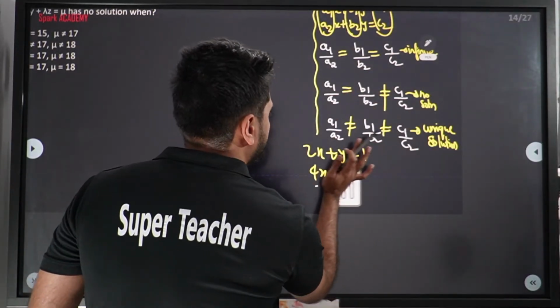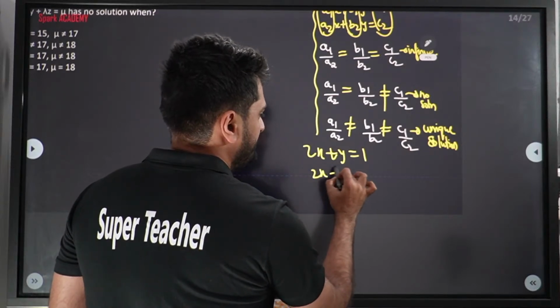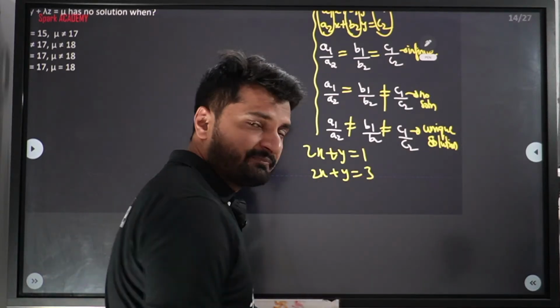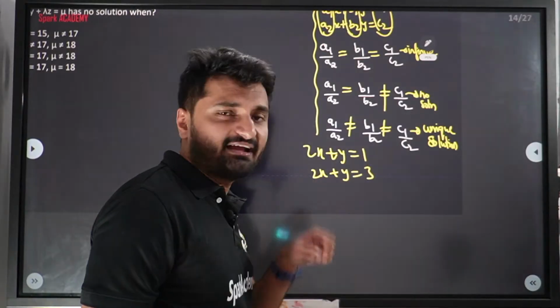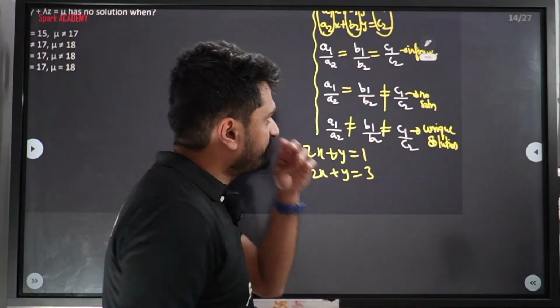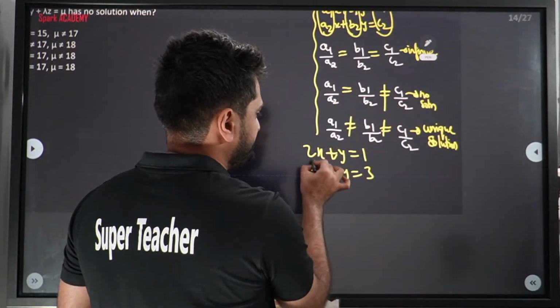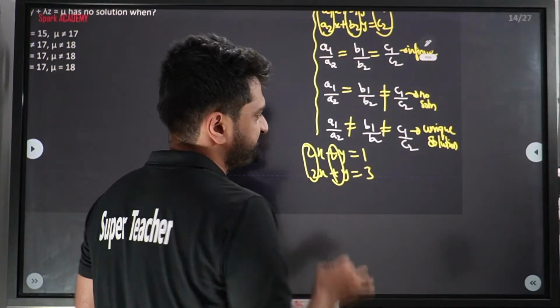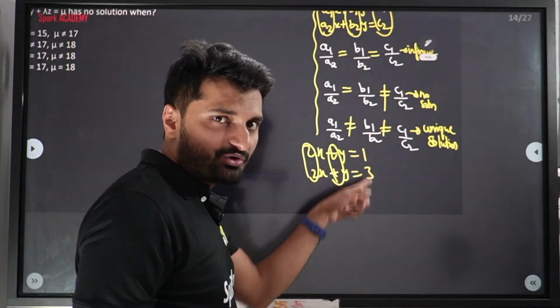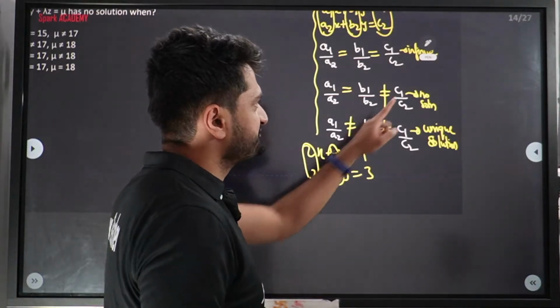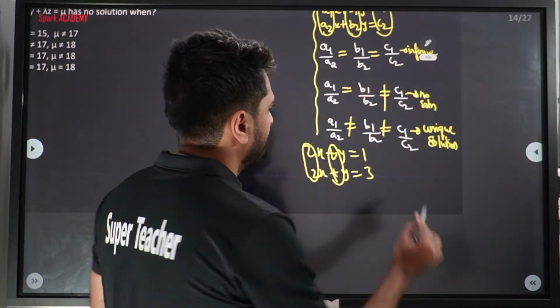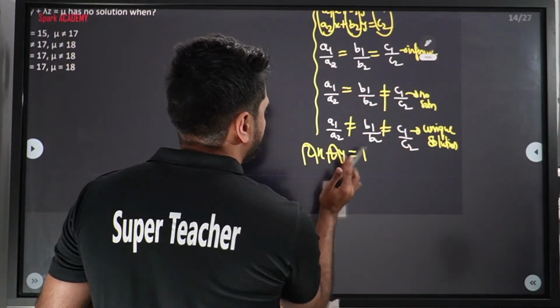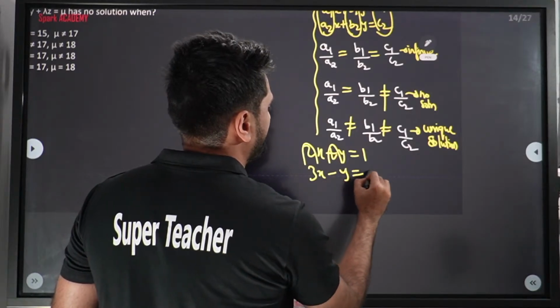Now let us say 2x plus y equal to 1, 2x plus y equal to 3. Can you get the same LHS, different RHS? No. So that is why it is no solution. So whenever these two ratios are the same, but the right hand side is not the same, then it is definitely no solution. And take 2x plus y equal to 1, 3x minus y equal to 4.